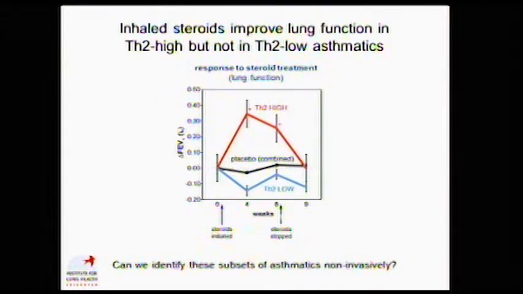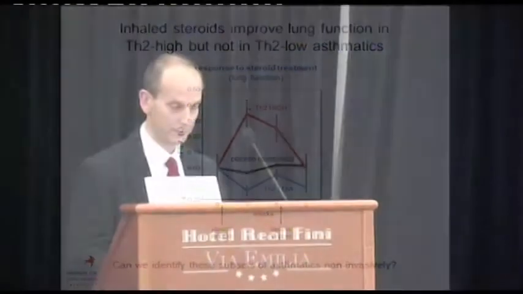So there's a consistent body of evidence obtained through different approaches which shows that a proportion of patients with asthma have Th2 high disease, and it's these patients that tend to be eosinophilic and tend to respond to corticosteroids.